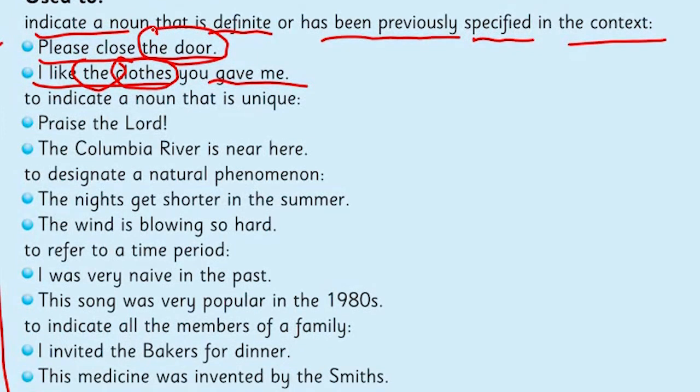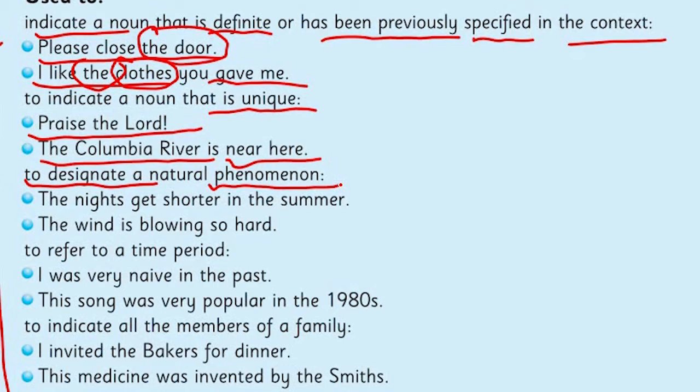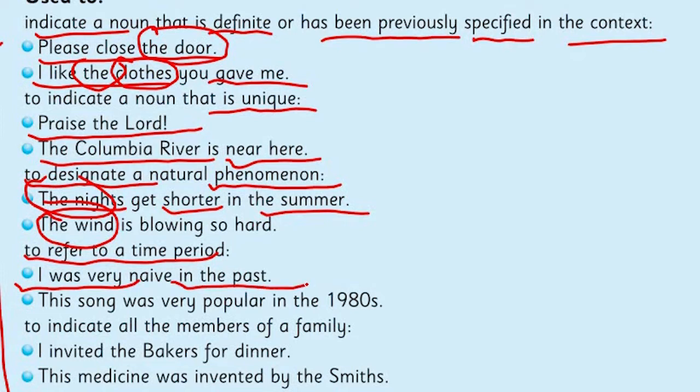To indicate a noun that is unique, like praise the Lord, the Columbia River is near here. The specific things. To designate a natural phenomena, like the nights get shorter in the summer, the wind is blowing so hard. And when we refer to a time period, like I was very naive in the past.